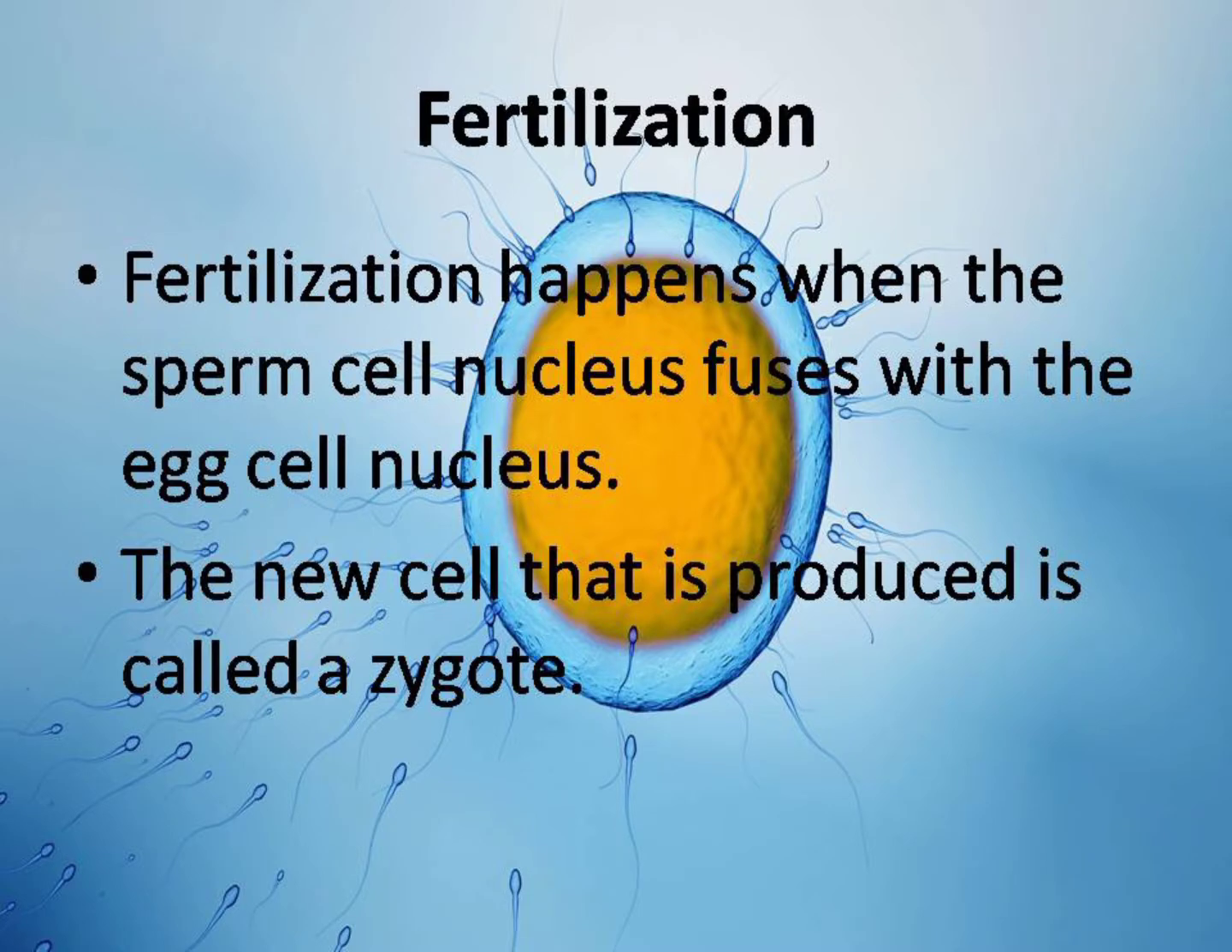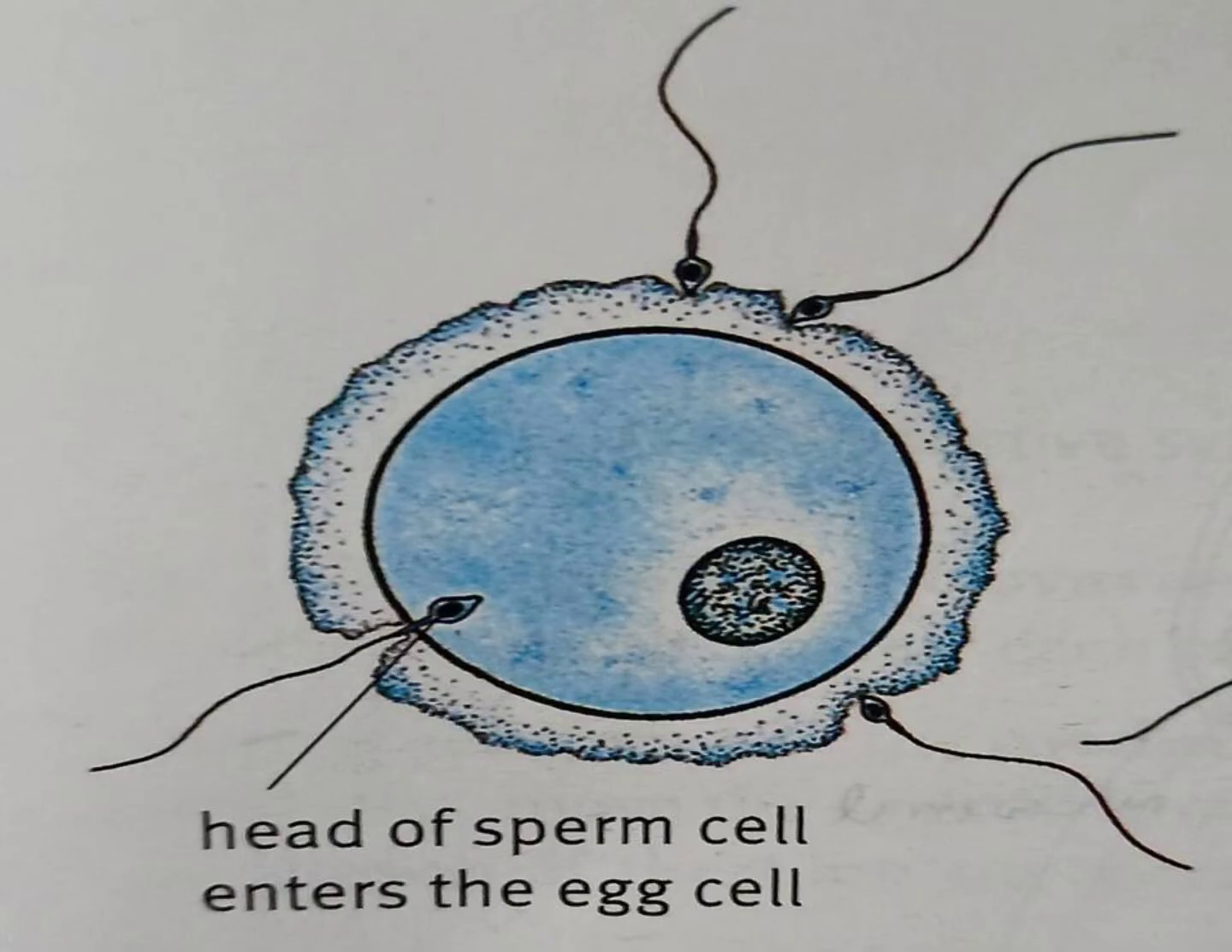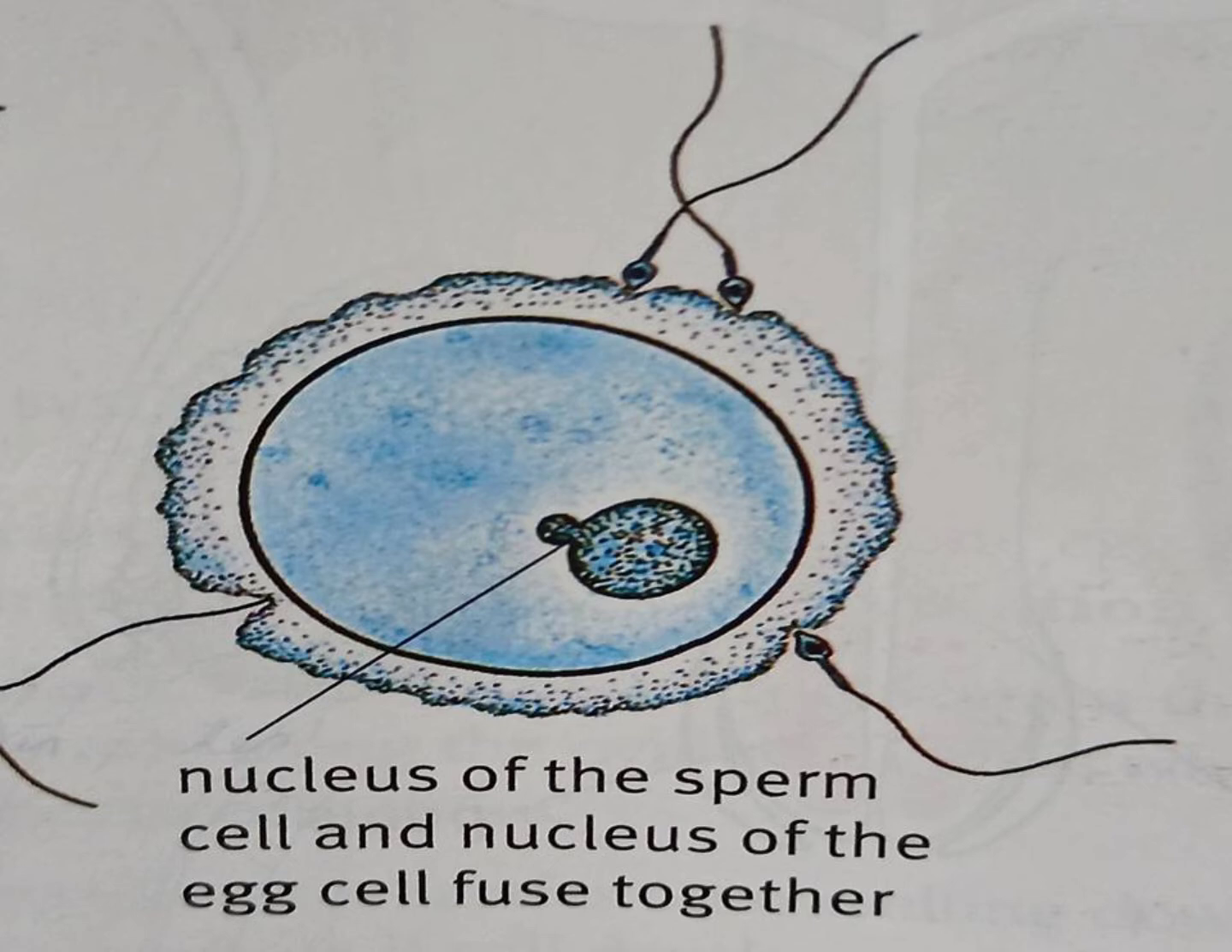Fertilization. Fertilization happens when the sperm cell nucleus fuses with the egg cell nucleus. The new cell that is produced is called a zygote. The picture shows how the head of the sperm cell enters the egg cell and how the nucleus of the sperm cell and the nucleus of the egg cell fuse together.